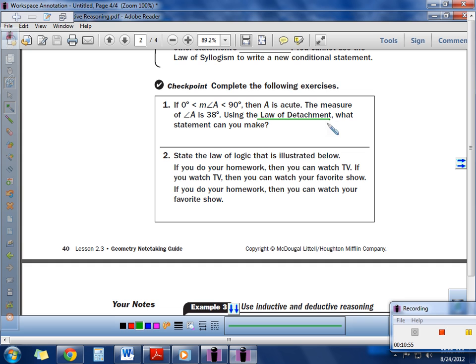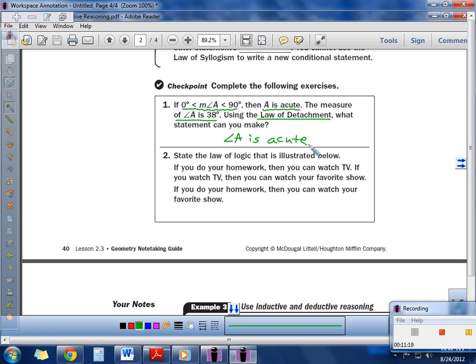Detachment, and it tells you to use law of detachment. So that should have been an easy one. So what we need to see is, does this little situation fit into this hypothesis? Is 38 between 0 and 90? Then what's going to follow? It's acute. So all we have to say is angle A is acute.